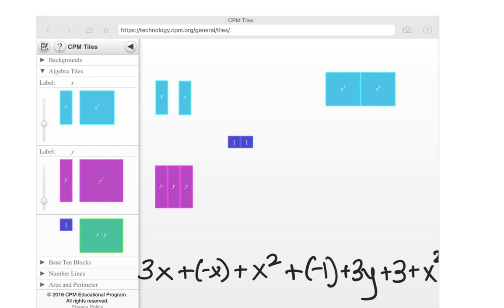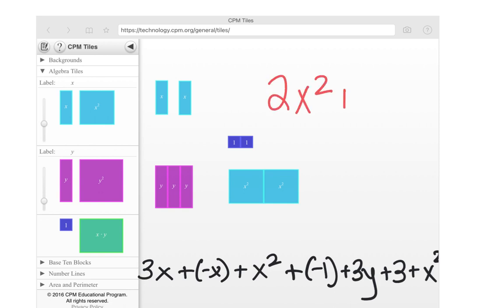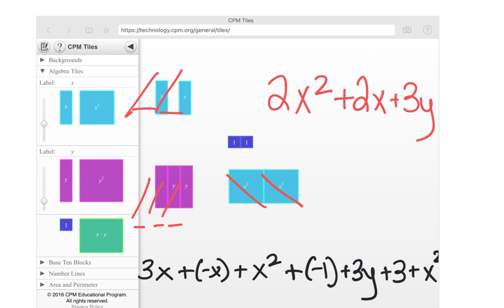And then I can just rearrange it so that I rewrite my expression by counting up the total number of tiles of each one. So I have an x squared and an x squared. That's 2x² tiles plus, I'm going to cross those out. Then I have an x and an x, so that's plus 2x. Cross those out. And then I've got 3 y's. And since they're purple, they're all positive. And then I've got 2 unit tiles left.